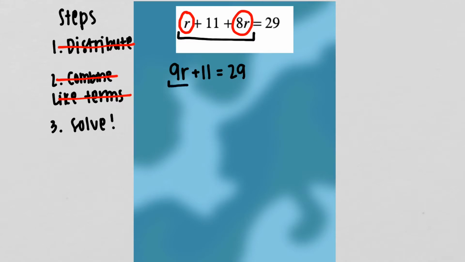Remember, we want to get this 9R by itself. So to do that, I need to subtract 11 from both sides. It cancels out on the left side. I'm just left with 9R equals, and then 29 minus 11 should give me 18. We're not quite done yet. We still want to get the R by itself. That 9 is stuck to it by multiplication, so we need to divide both sides by 9.